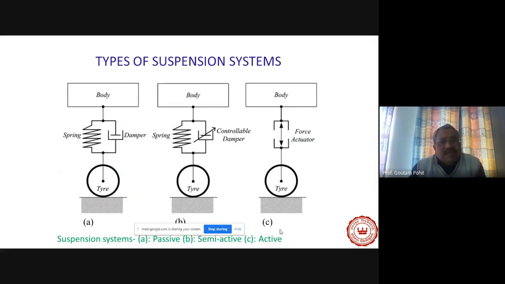Now, basically there are three types of suspension system. One, we call the passive suspension system. Schematic diagrams are shown here. Another one is the active suspension system, and this one is the semi-active suspension system. Now, these are the suspension systems which are placed between the body and the tire. This is the typical suspension system, that is, the passive suspension system. Let me give a brief outline of all the suspension systems.